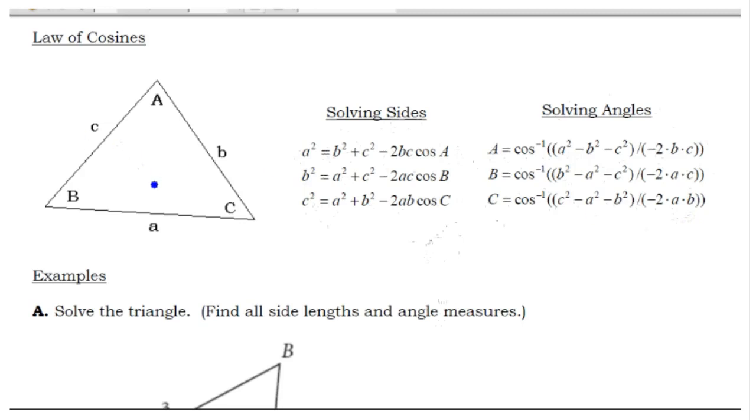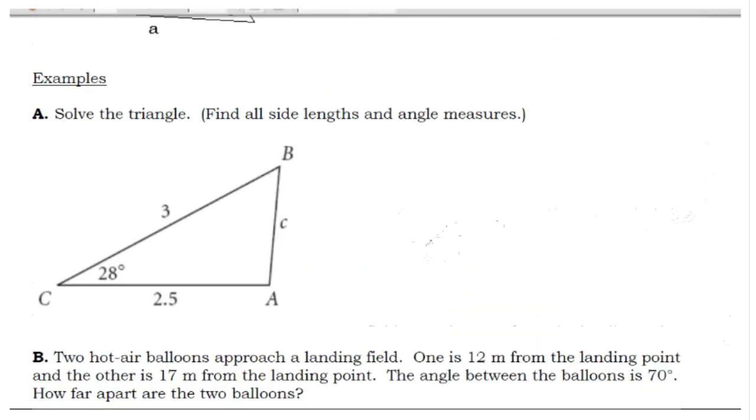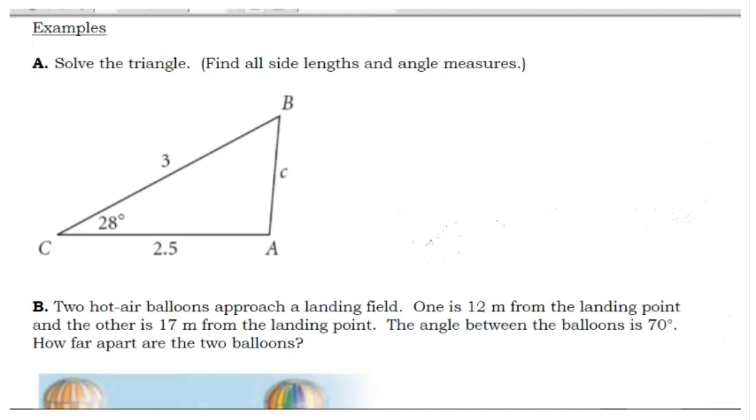So, when we're doing law of cosines, that means you either have all three sides and no angles, or you have two adjacent sides and the angle in between them. Let's try using some of these formulas. They look confusing, but once you get the hang of them, they're pretty easy.